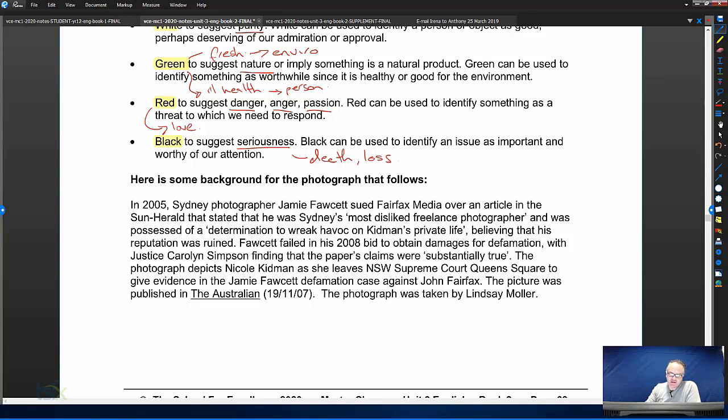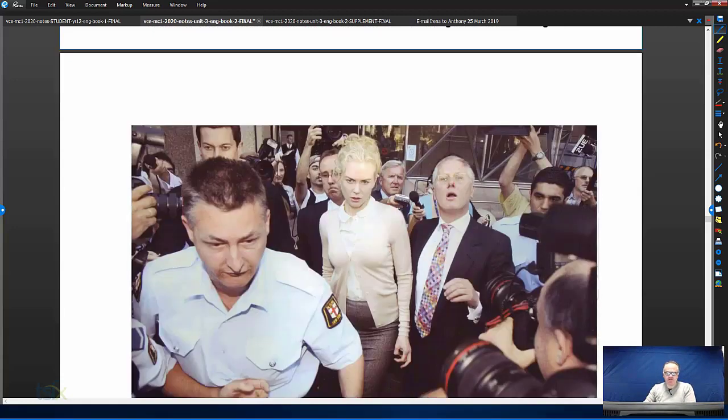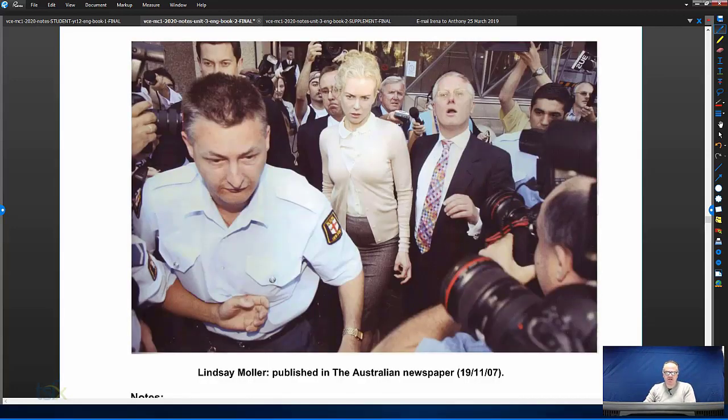And the following picture that we're going to have a look at was in the Australian newspaper, taken by Lindsay Moller. So here we have the colour version. So you've got the black and white version in yours. So Nicole Kidman is obviously the subject, and she's located centrally. So you might remember when we looked at cartoons, we talked about elements. So we've got one element here in the form of Nicole Kidman, and she's at the centre of the photo, so she becomes the subject.